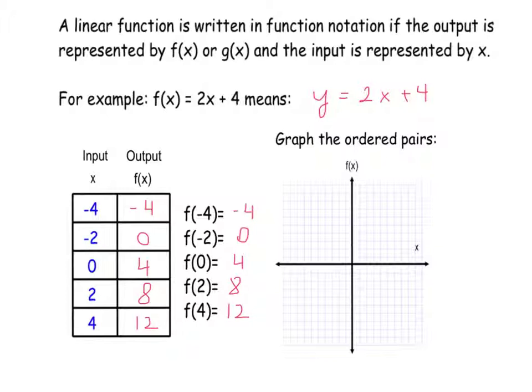All these are giving me the ordered pairs, what you can see in this table on the left. So now we need to graph these ordered pairs. So the first one is -4, -4. The next one is -2, 0. The next one is 0, 4. Then we have 2 and 8. And this is the last one we can graph in my grid. So all I have to do is connect them with a straight line. And here is my function.